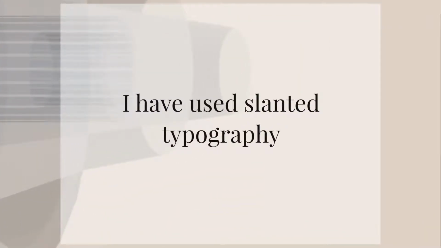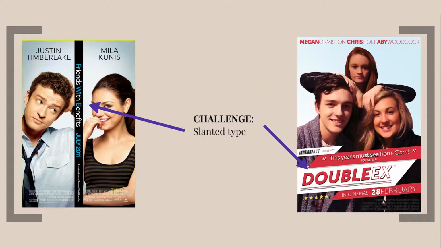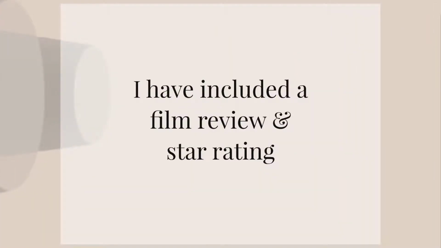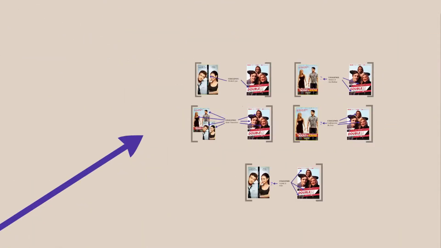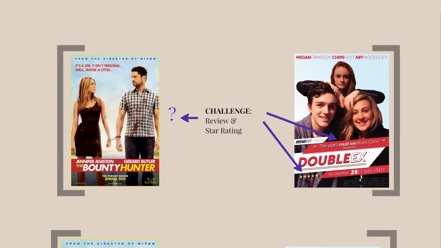So the first way in which I have challenged the typical conventions of film posters is my use of slanted typography. Traditionally, copy is either displayed horizontally or vertically, as can be seen here in Friends with Benefits. In my poster, I decided to use a slant on the text which creates synergy with the film trailer. It adds interest and engages the audience. Secondly, another way in which I have challenged the conventions is by embedding a one-line review from a well-known film magazine, Total Film. I've also included a star rating which immediately grabs the audience's attention. As you can see, this is not included in the Bounty Hunter poster.